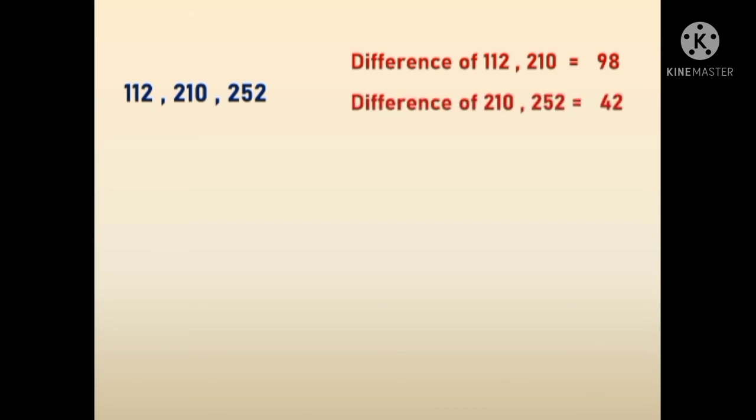Finally, let us see one more problem. So the question is 112, 210 and 252. First we have to find the difference of 112 and 210. So the difference of 112 and 210 is 98. Next we have to find the difference of 210 and 252, that is 42. So the least difference is 42. So the second step is to find whether the question is divided by 42. So the first number is 112, right? 112 is not divided by 42.